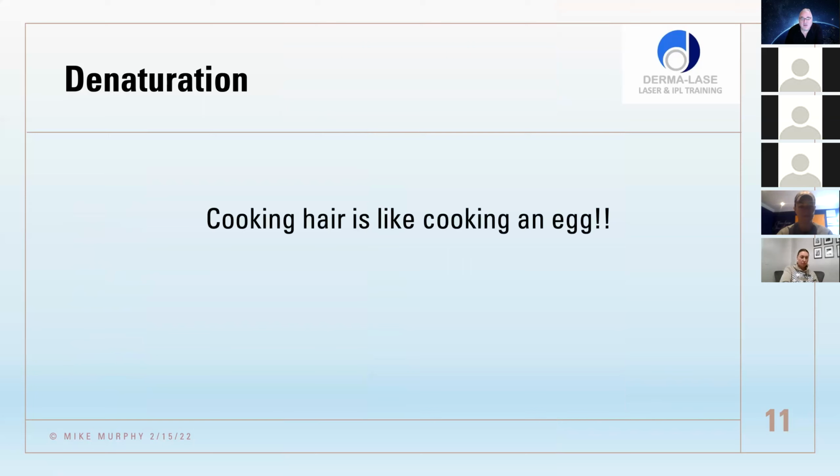So denaturation is basically cooking, and like eggs, what we're trying to do is cook the hair. You've got to cook the hair and the germ cells, stem cells, whatever, to completely destroy them. And if you do that, then you get a good result. You'll kill the follicles. But this depends on the temperature and the time.